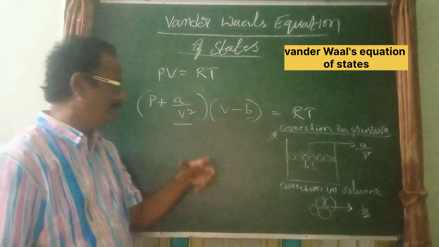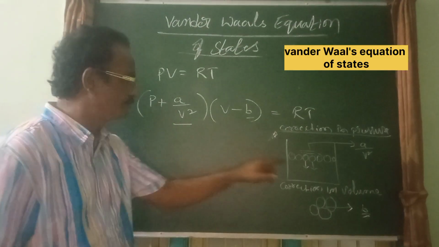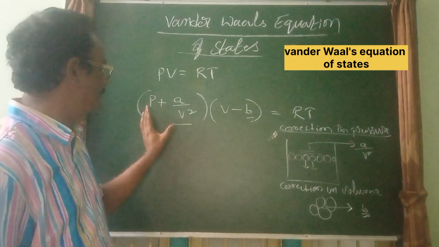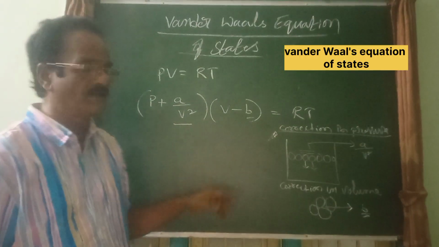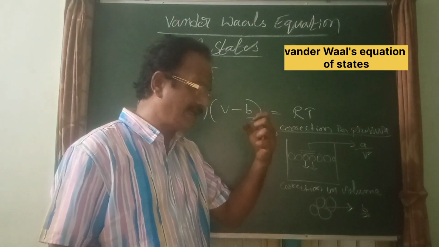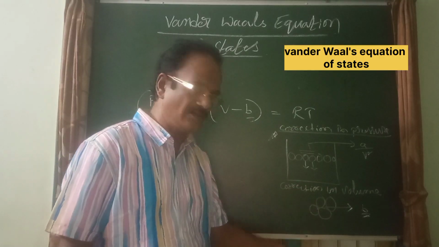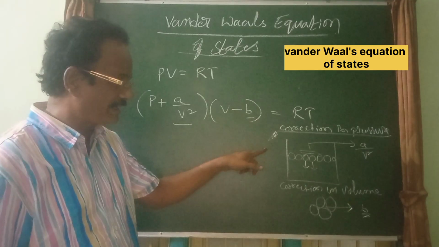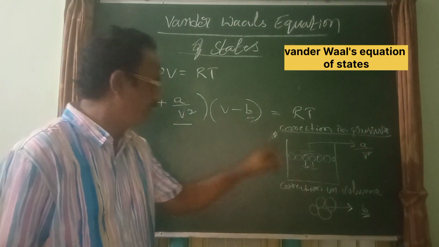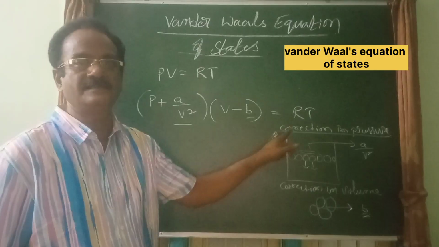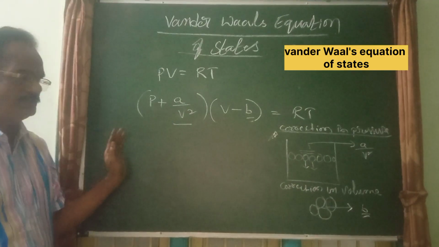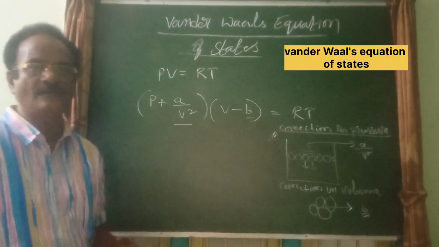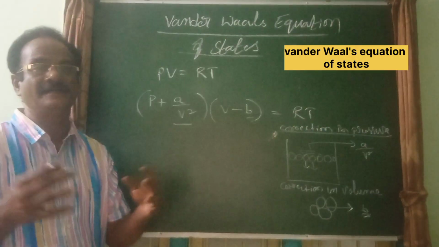Okay. So he incorporated the additional attractive forces experienced by the surface molecules. Then he modified the pressure like P + a/V², and he has taken the unoccupied volume into account, and he reduced the volume by subtracting the unoccupied volume like this, (V − b) equals RT. So this is said to be the Van der Waals equation of state. Let us see how we have to treat this equation under different conditions.